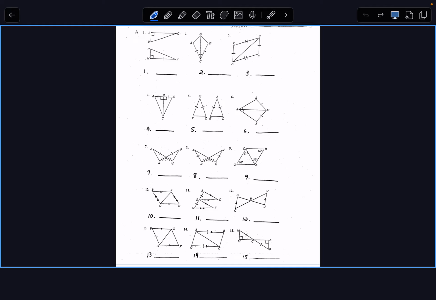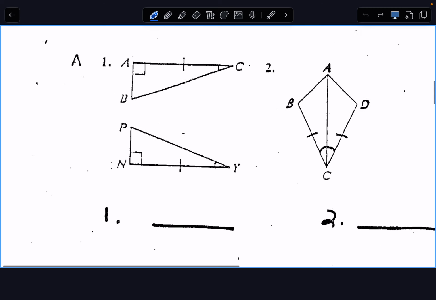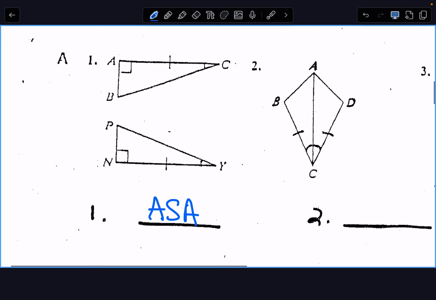All right, let's talk about these. All right, Nolan, what do you have for number one? Angle, side, angle. Any issues with that? No. The hypotenuses are not congruent. Okay.